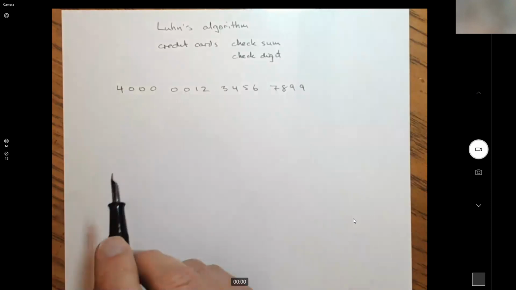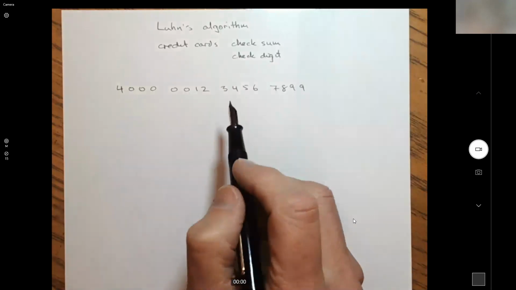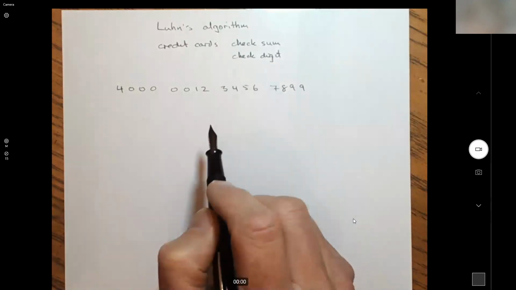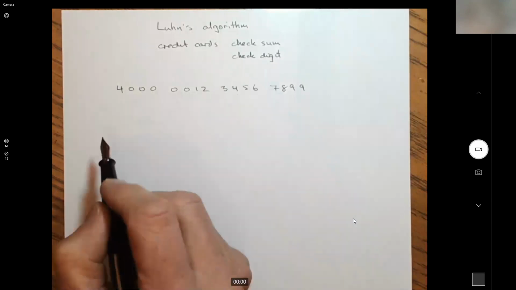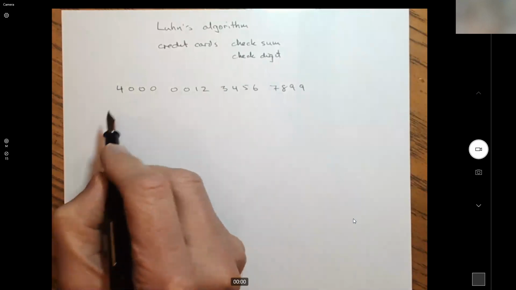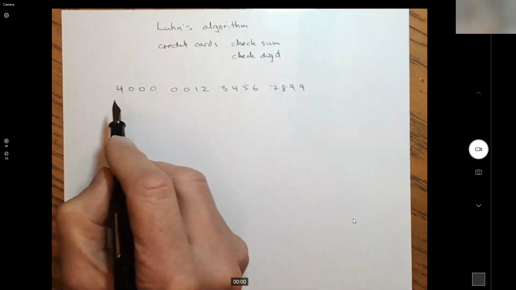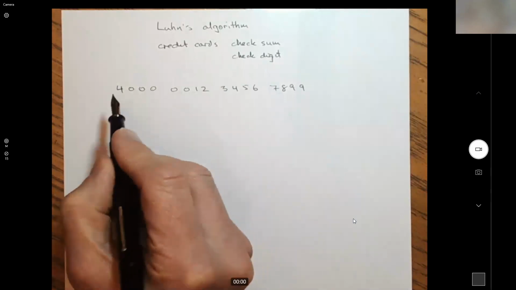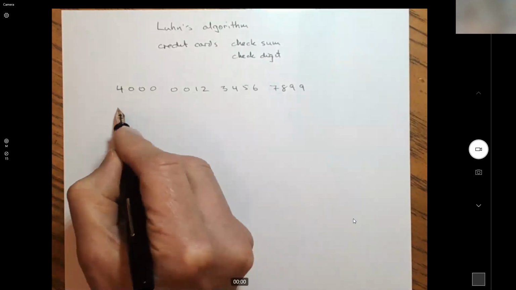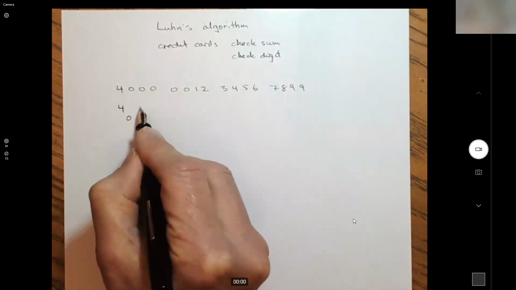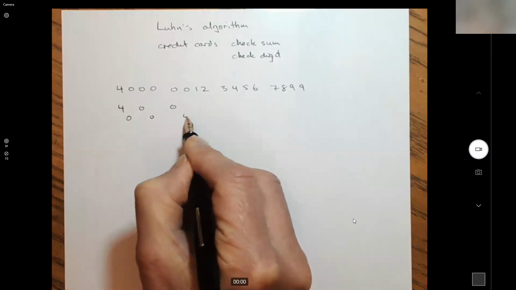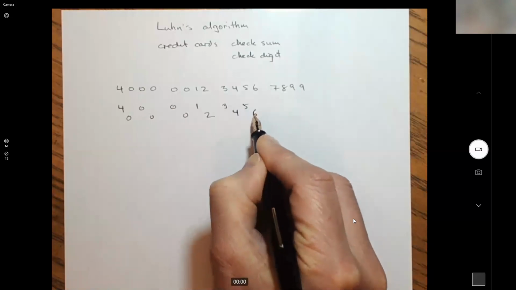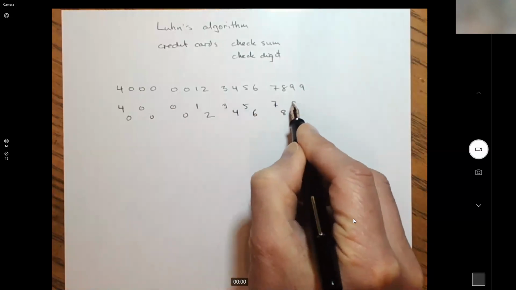Okay, Luhn's algorithm is applied to credit cards to calculate their checksums and their check digits. So here's a typical credit card number, and the idea is that we split the numbers up into the odd numbered positions, so first, the third, fifth, etc., and the even numbered positions. We can do it like this fairly simply if we write them on two different rows. That's probably the easiest way to do it.